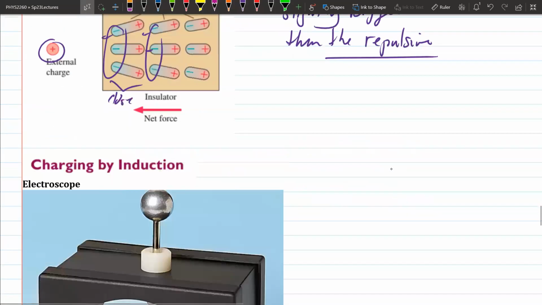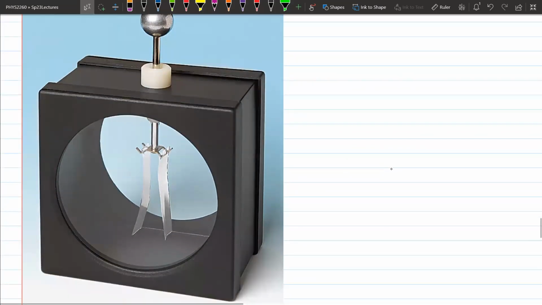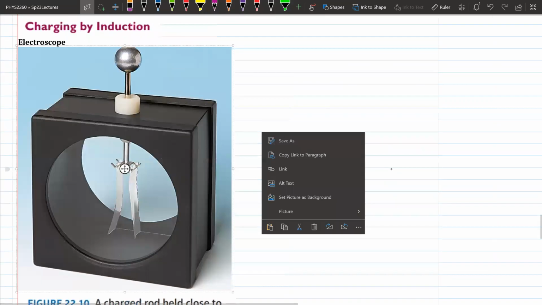All right, so now the last thing we'll cover is electric induction. We're going to try to do this with a demonstration called an electroscope. An electroscope is this thing right here. It's kind of neat. It's a pretty simple device.